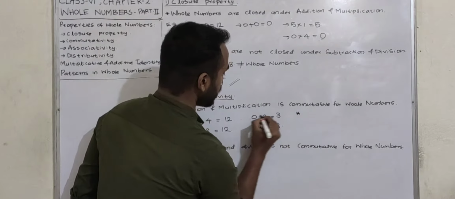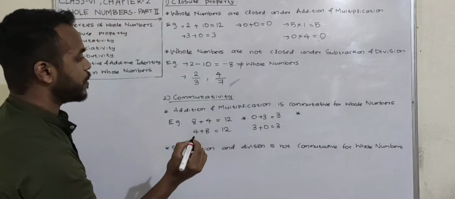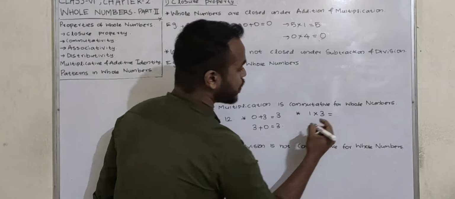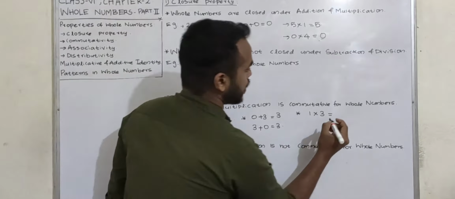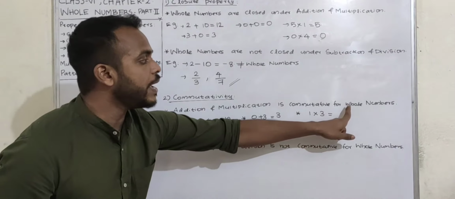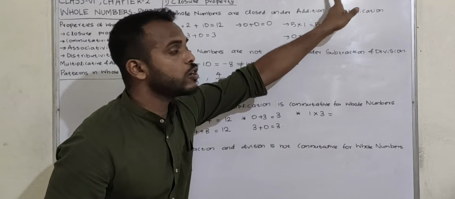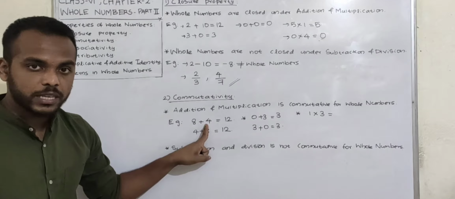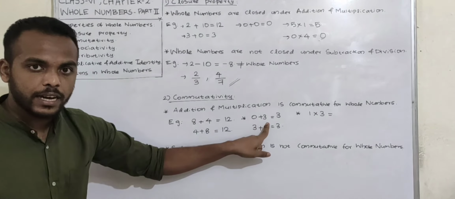Now, let's see whether it is true for multiplication also. Let's see what is 1 into 3. What is the value of 1 into 3? Yes, 1 into 3. Remember, the numbers that we take should be whole numbers from the collection of whole numbers. Is 8 a whole number? Yes. Is 4 another whole number? Same way, 0 and 3 are whole numbers.